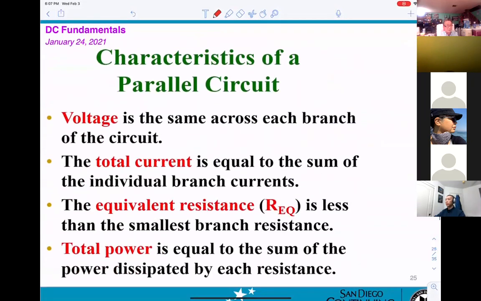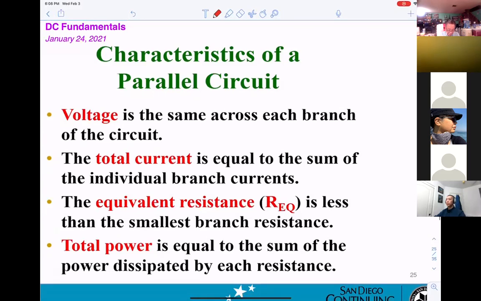Okay, now we go to the next one: parallel circuit. You understand the voltage divider applies only to the series circuit, not parallel. Now, voltage is the same across each branch of the circuit. Total current equals the sum of individual branch currents. The equivalent resistance is less than the smallest branch resistance. Total power equals the sum of power dissipated in each resistance.